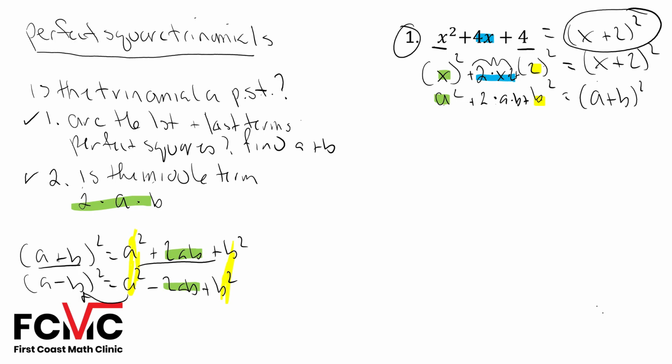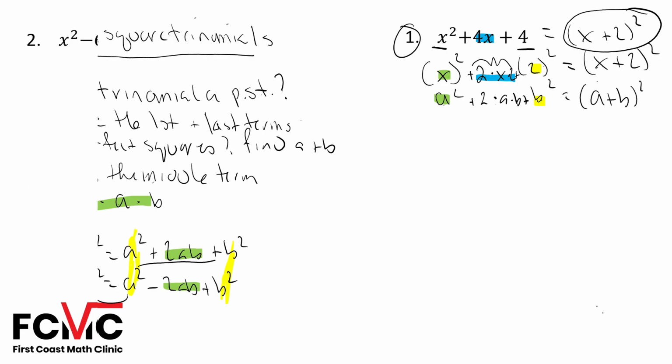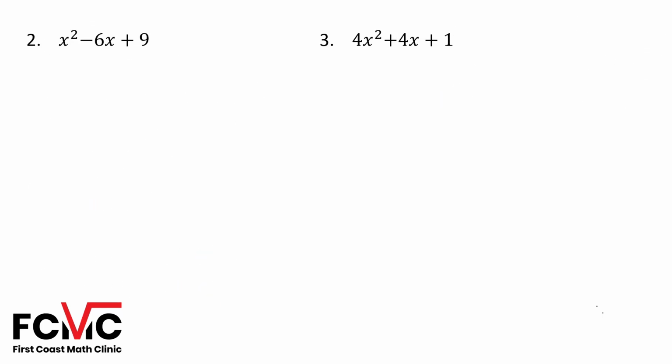Let's do another example of factoring a perfect square trinomial. Number 2, we've got x squared minus 6x plus 9. So let's check and see, are the first and last terms perfect squares? Well, what can we square to get x squared?